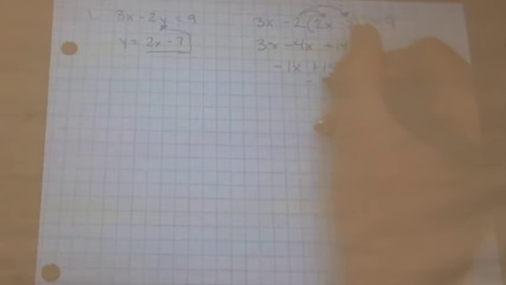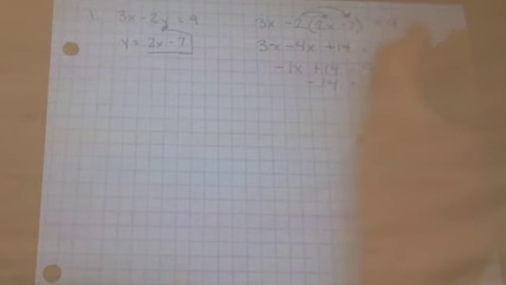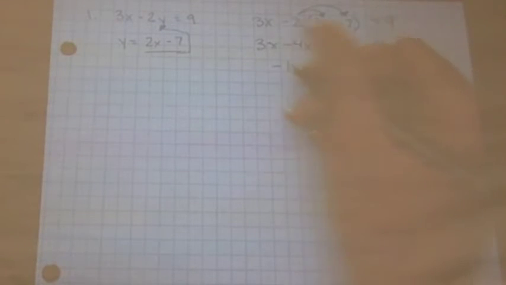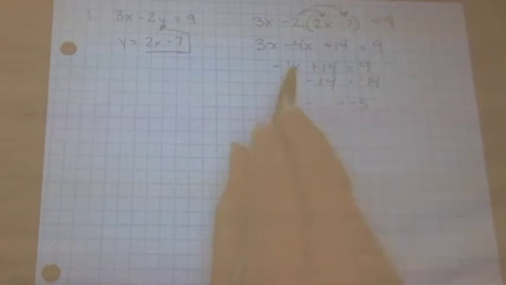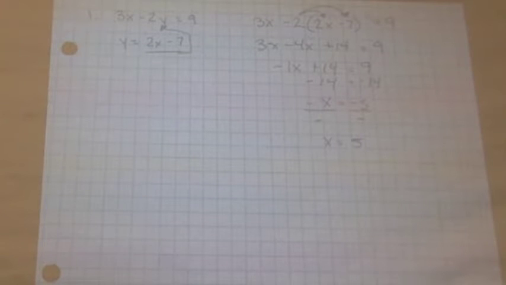I can say minus 14 to this side. Whatever I do to one side, I have to do to the other side, so minus 14. 9 minus 14 is going to give me negative 5. And I'm going to bring down my negative 1x here. A 1x is the same thing as just saying x. So divide by negative, or you can keep that negative 1 and divide by that. That's fine too. I get x equals 5, because a negative divided by a negative gives me a positive.